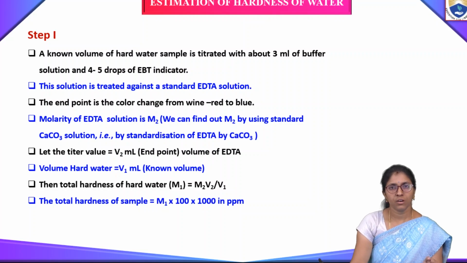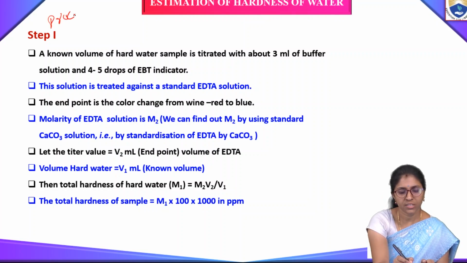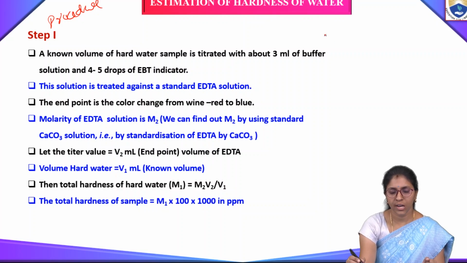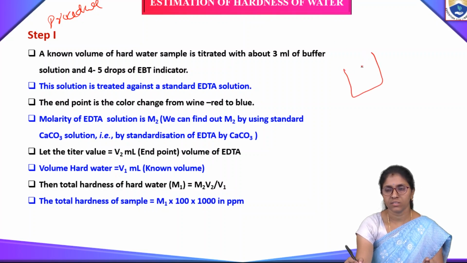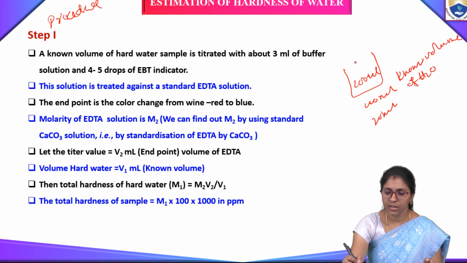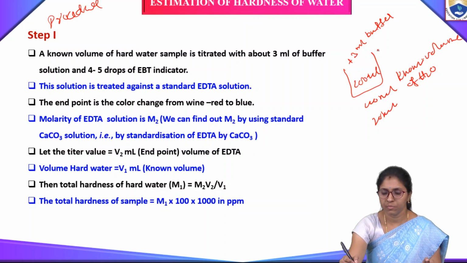Now, what is the procedure of complexometric titration? First, we take a known volume of hard water sample, say 100 ml, 40 ml or 20 ml. We add 3 ml of buffer to maintain the pH and 4 to 5 drops of indicator. Here we are using Eriochrome Black T indicator.